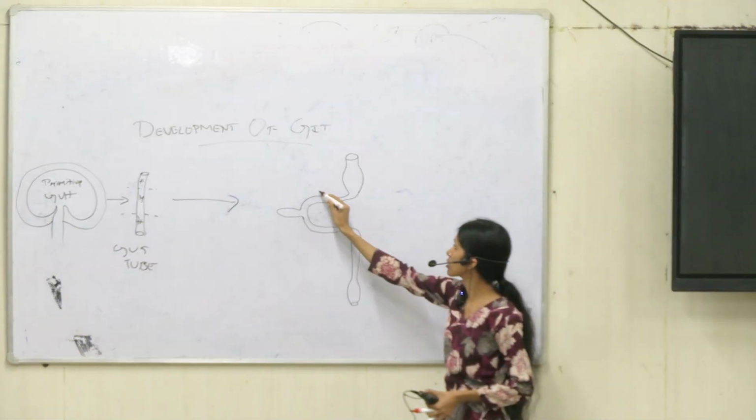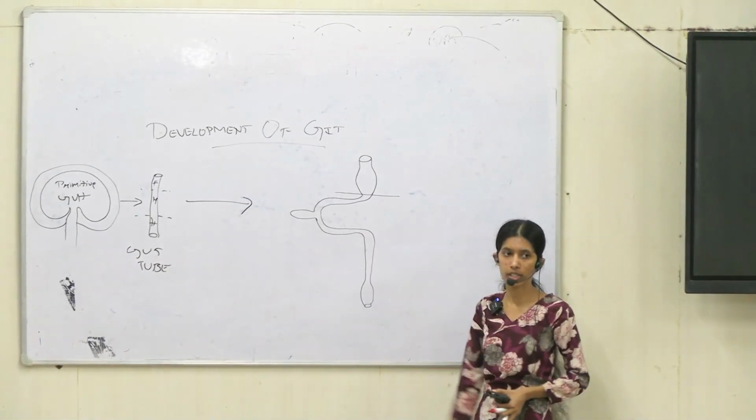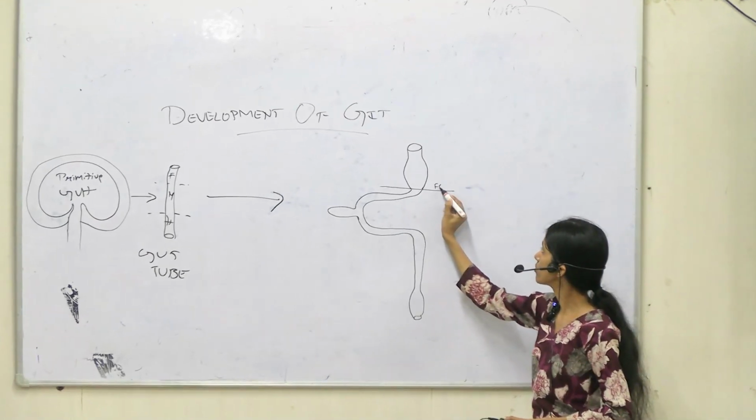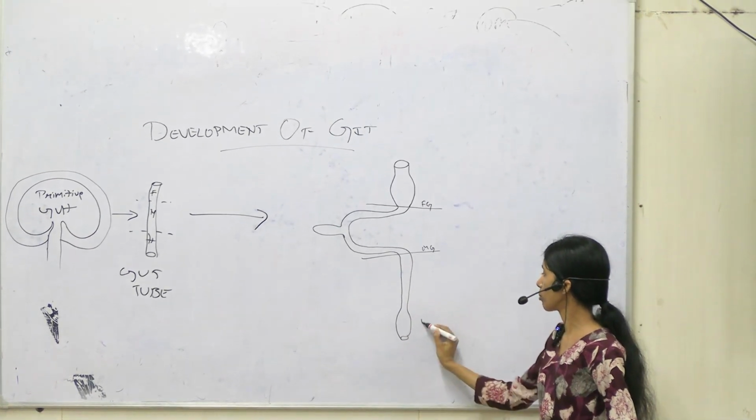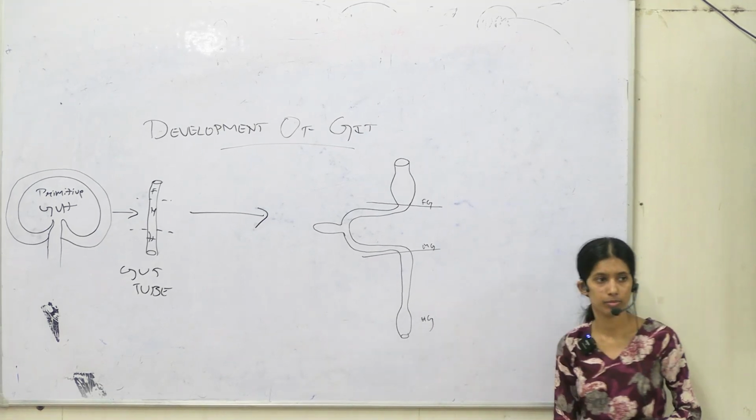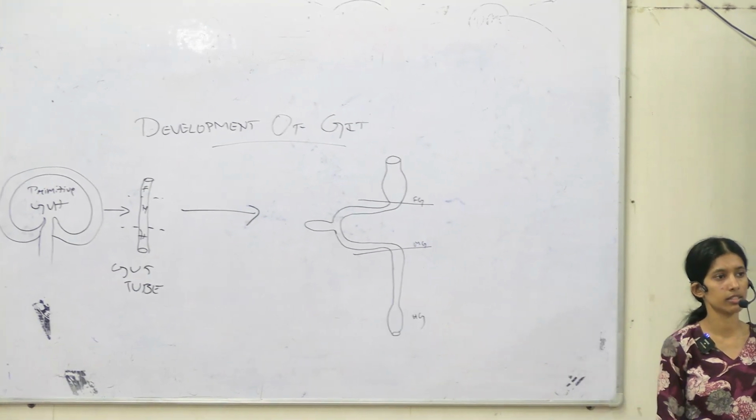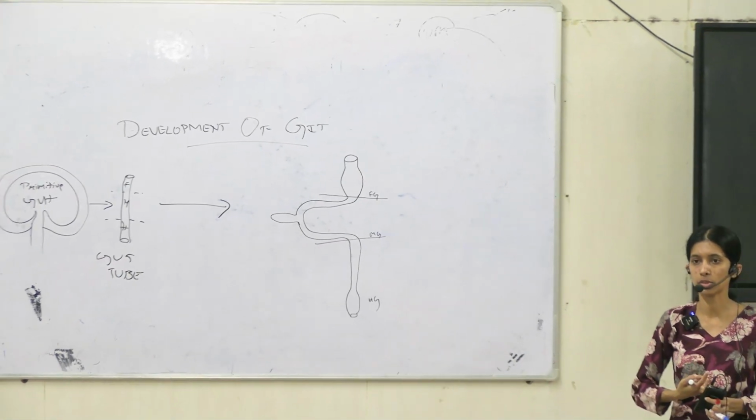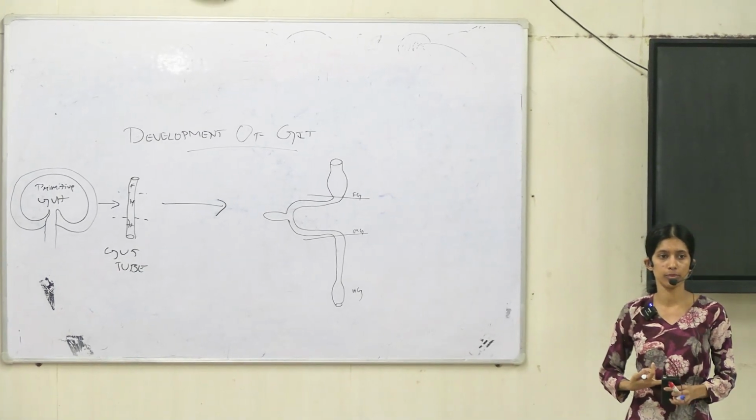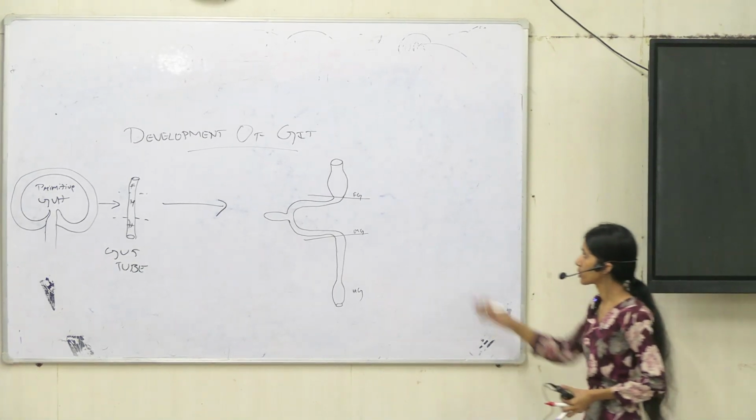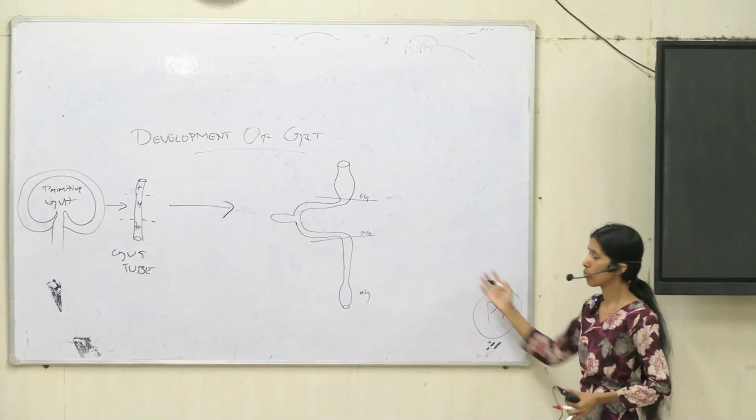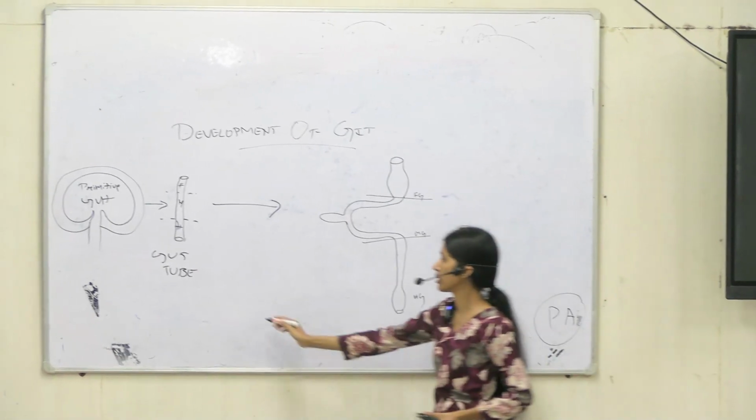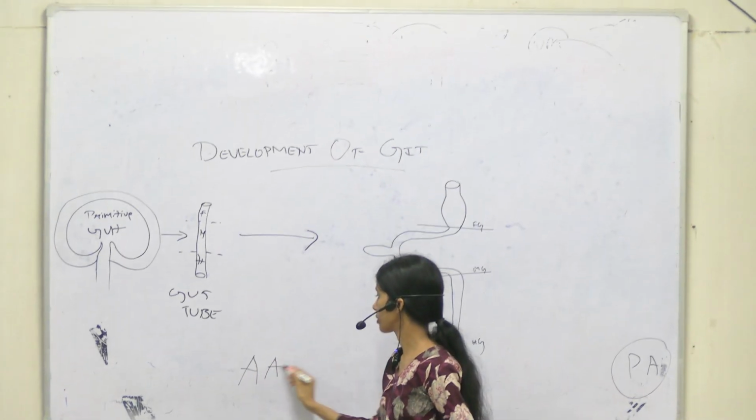So this part is going to be your foregut, and this is going to be the midgut. Whatever remains is the hindgut. These are the three different gut tube regions we can see. Remember, this is the posterior aspect and this is the anterior aspect.